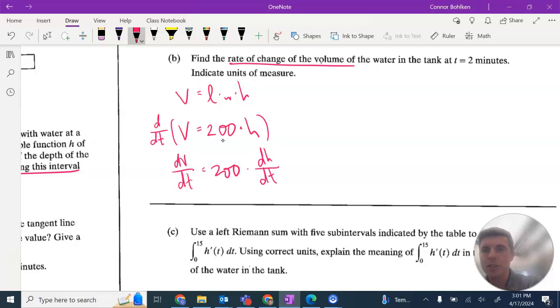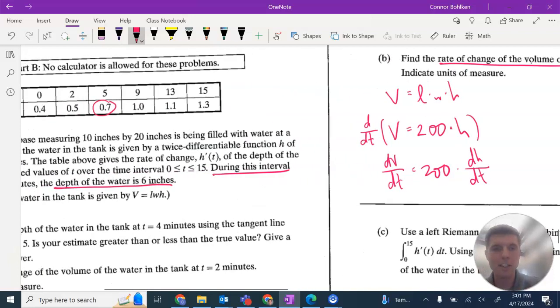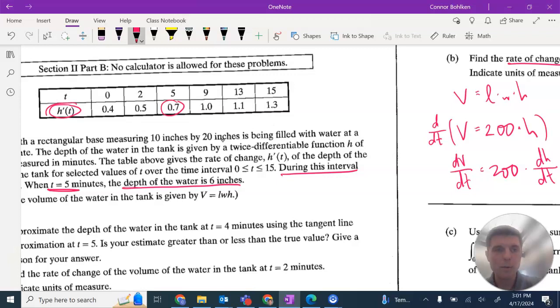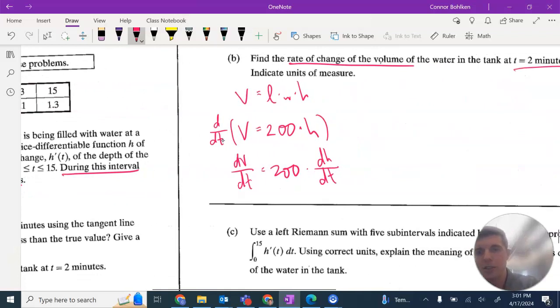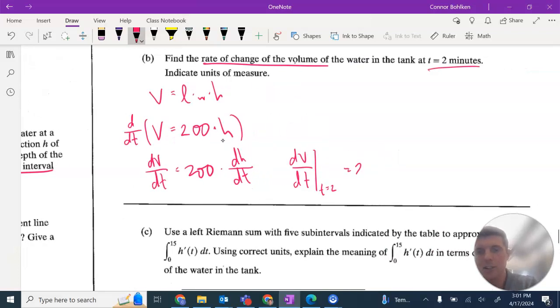And at t equals 2, let's look back at our table. H prime is the same as dh dt. My output here is 0.5. So dv dt evaluated at t equals 2 is 200 times 0.5, or just 100. 100 what? It says indicate units of measure.